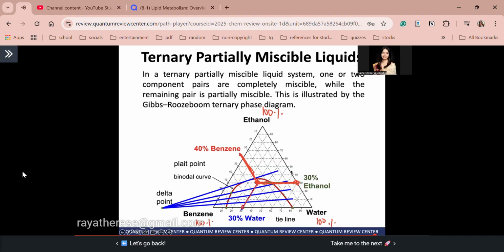So, anong ibig sabihin nito? The mixture will separate into two layers. Again, yung mixture mo ng benzene and water will separate into two layers because they are partially miscible. And then the tie lines here will determine the relative amounts, or what each layer is made of. Ayan. Guys, marunong tayo mag-determine ng relative amounts sa ating ternary partially miscible liquid diagram or Gibbs-Roozeboom diagram. Very easy.